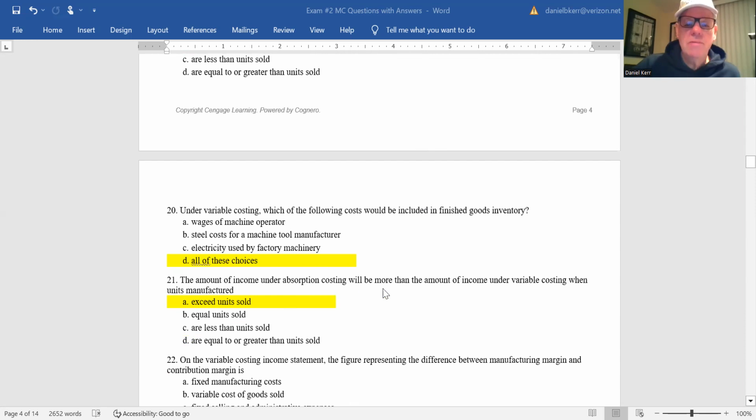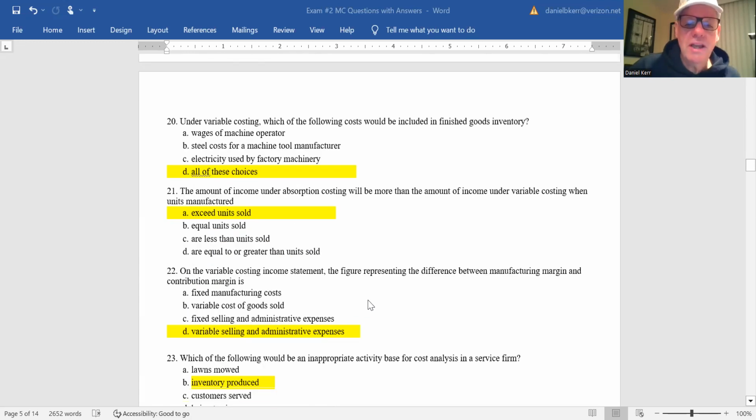The amount of income under absorption costing will be more than the amount of income under variable costing when the units manufactured exceeds the units sold. Okay, because if you produce more than you sell, then the fixed costs that are included in the inventory are not actually expensed, they're included in inventory. So whenever you produce more than you sell, and you'll see this in the problem we'll do shortly, absorption costing will give you a higher net income than variable costing, because variable costing expenses all fixed costs, doesn't include any of them in inventory.